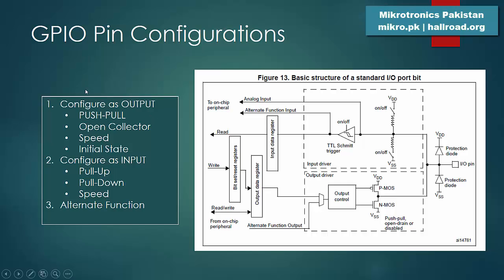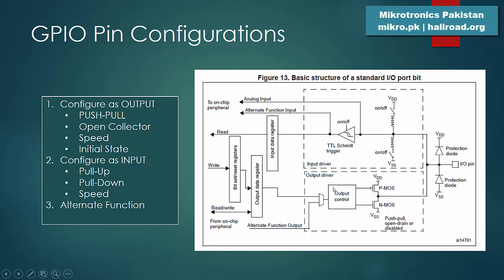So each GPIO pin can be configured as an output pin, an input pin, or an alternate function pin. Alternate functions can be digital functions, but they are special functions like serial communication, CAN bus communication, I2C communication, SPI communication, etc. Each output can be configured as push-pull or open collector, along with its initial state.